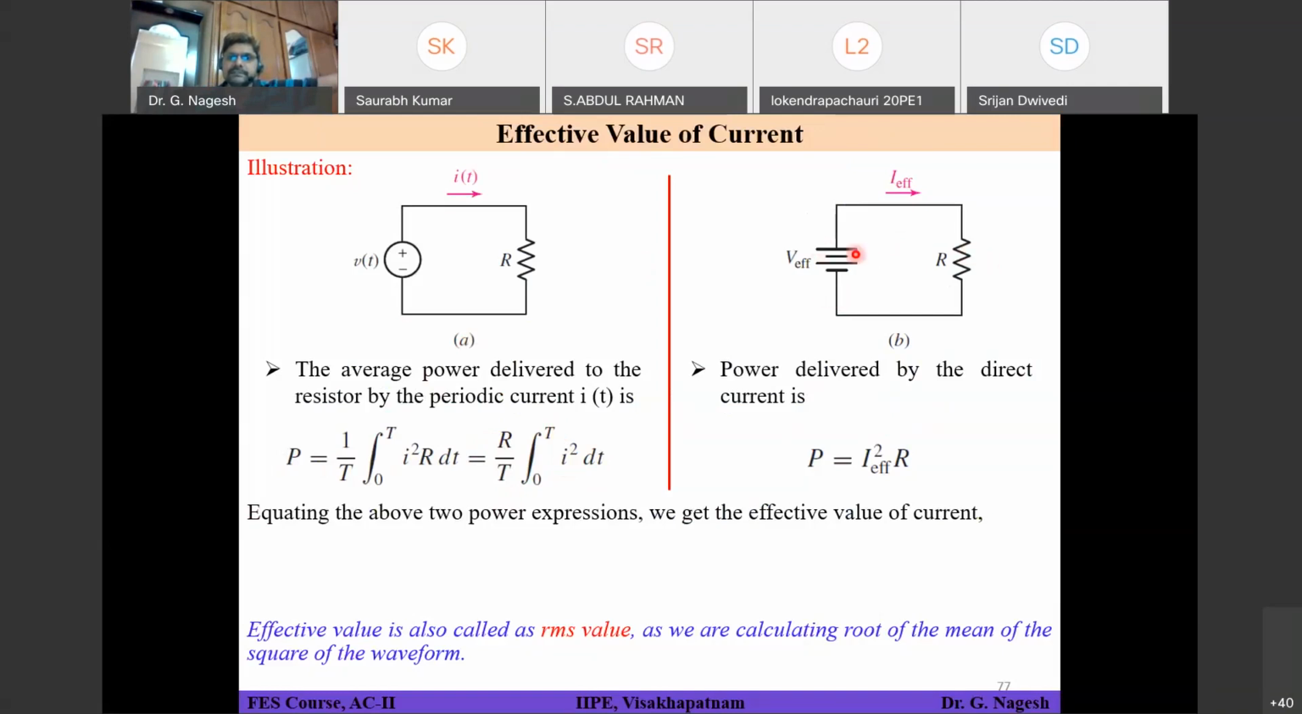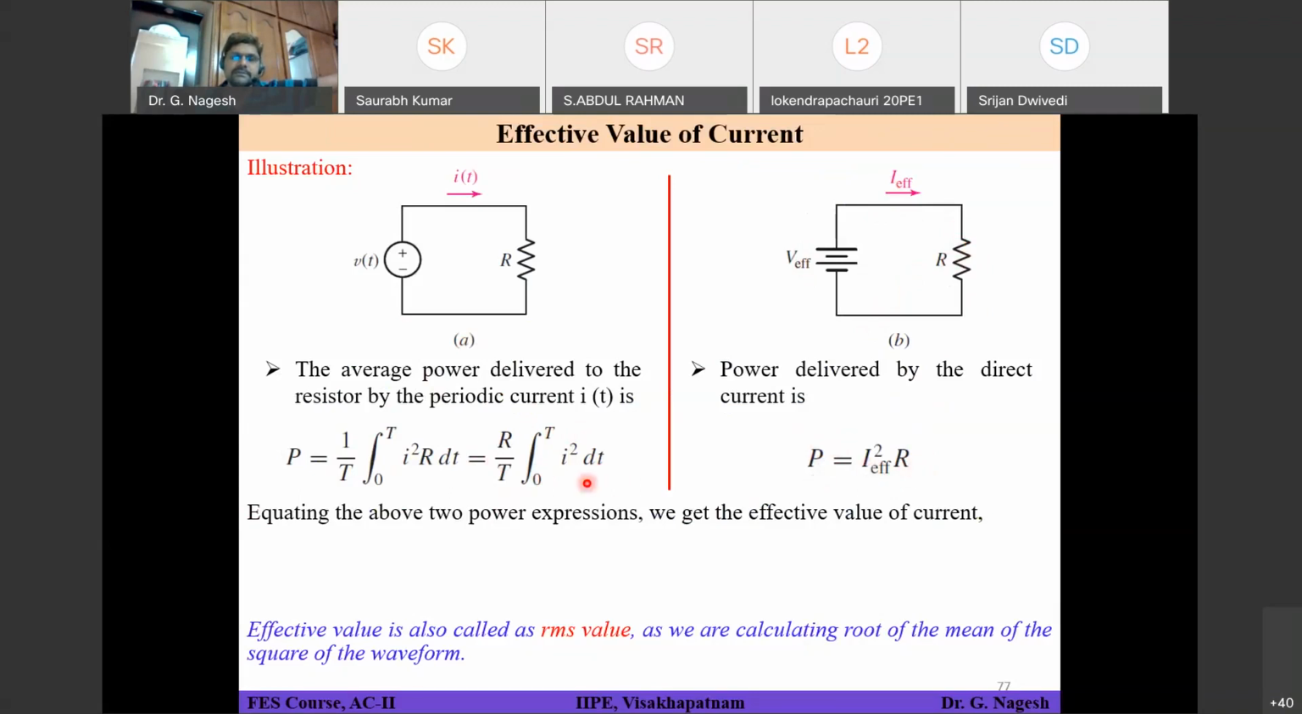Okay, so this is a DC source, something like a battery. I am sending this through the resistor R, and I will adjust the value of I effective such that I effective square into R should be equal to this average power. When both are equal, I simply calculate I effective square into R. That's all. So this is the power delivered by the DC current for the R ohm resistor.